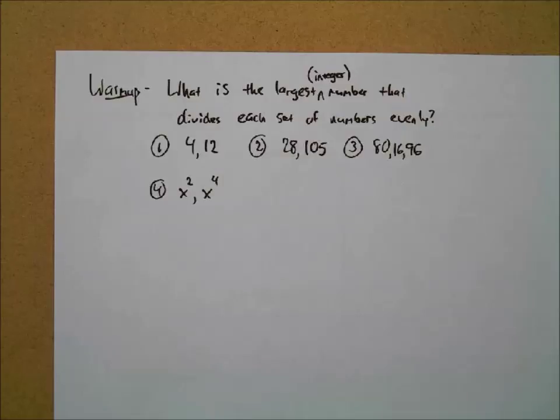Okay. The two different kinds of factoring that we're going to do today are going to be greatest common factor and then factoring by grouping. Okay. There are two strategies that you can use. So let's see here.